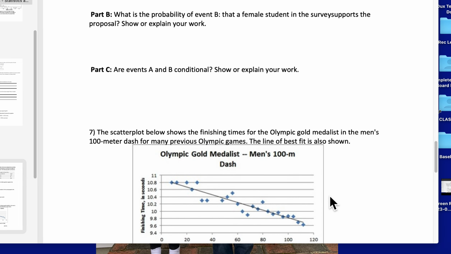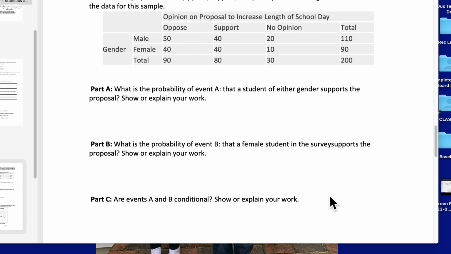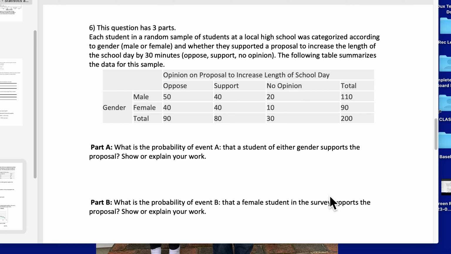And then, might do a couple more of these, but this one has 3 parts. So basically it says each student in a random sample of students at a local high school is categorized by gender, male or female, and whether they supported a proposal to increase the length of the school day by 30 minutes. So what we have here is basically gender and then whether they oppose it, support it, or have no opinion.